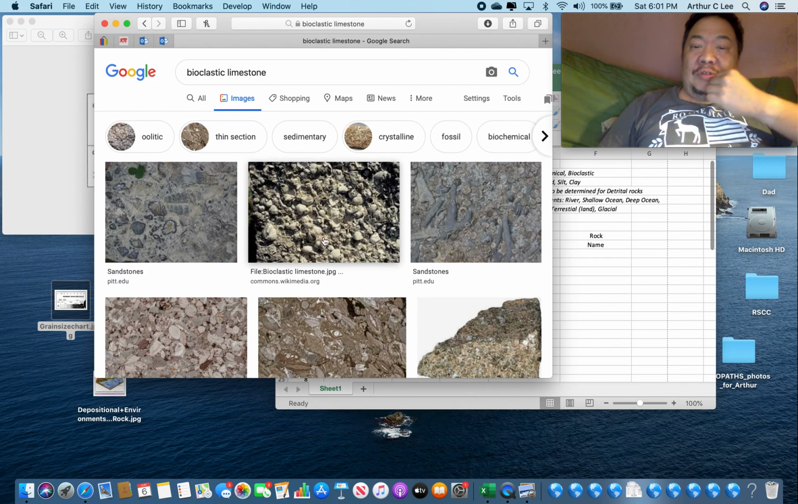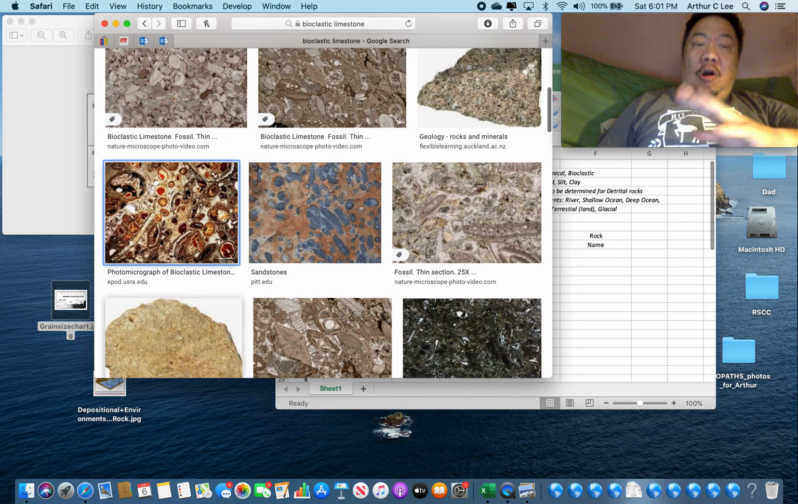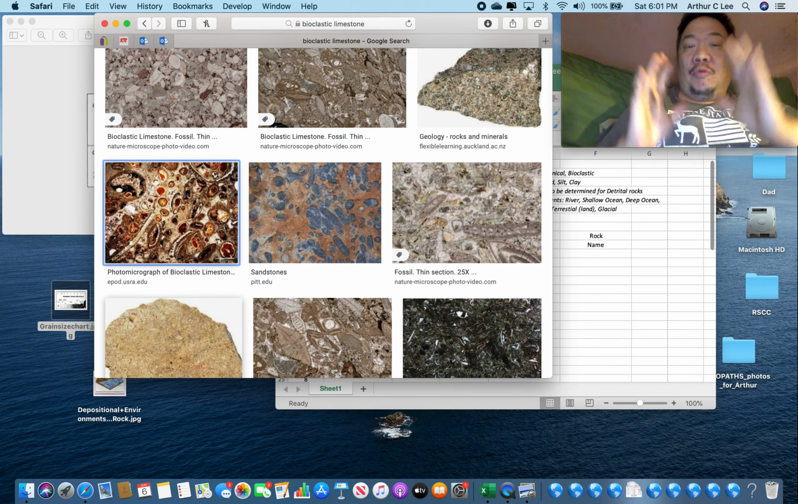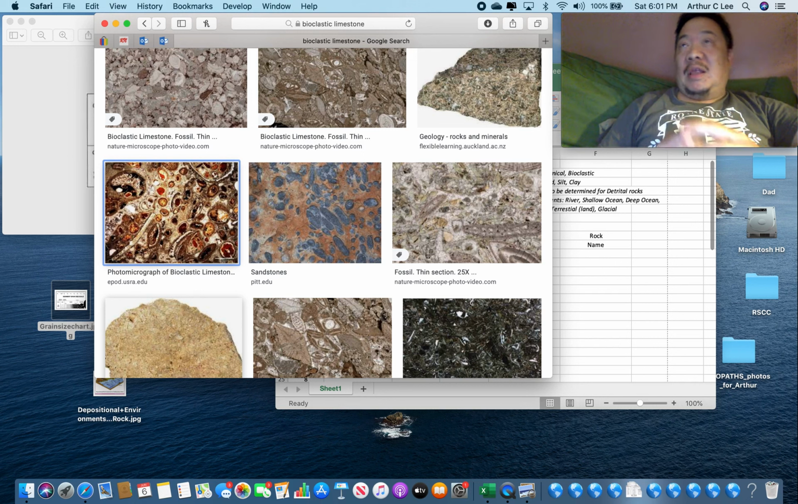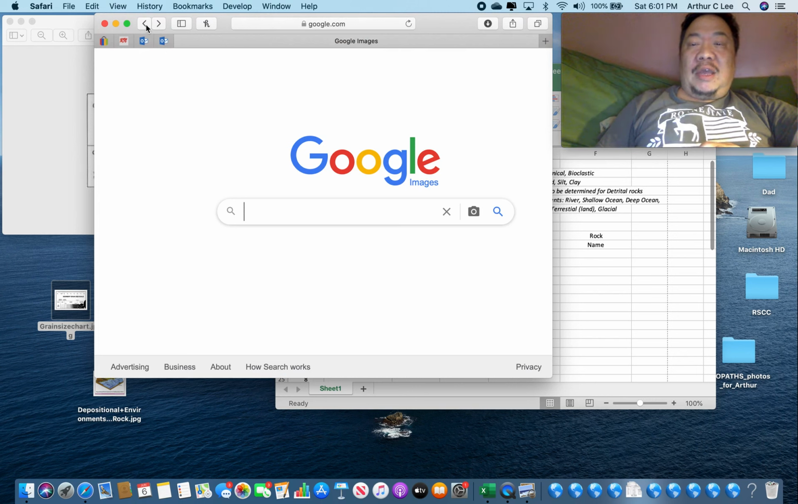If you find little shells in a rock like this, and all limestones, by the way, will react with acid. So if you drop acid, it could be a limestone. It could be something else, but it could also be. All limestones will react with acid. If it's got fossils in it, it's a bioclastic limestone. If it doesn't, it's what we call chemical limestone.